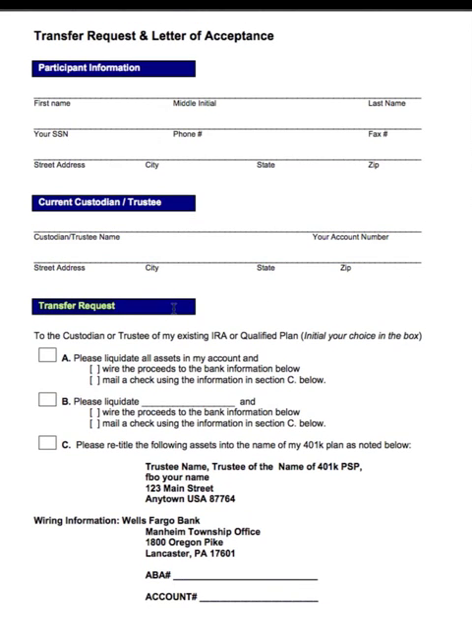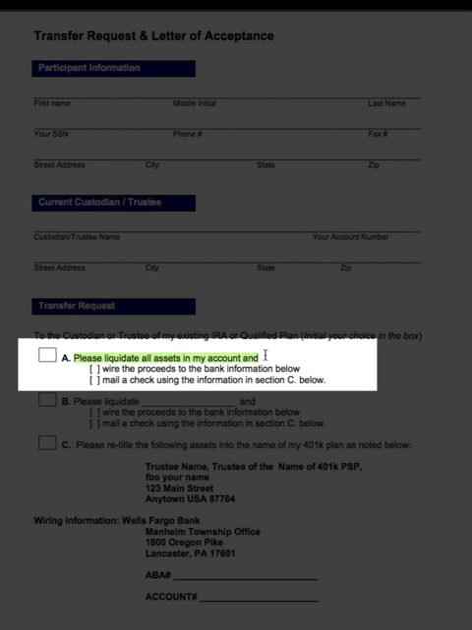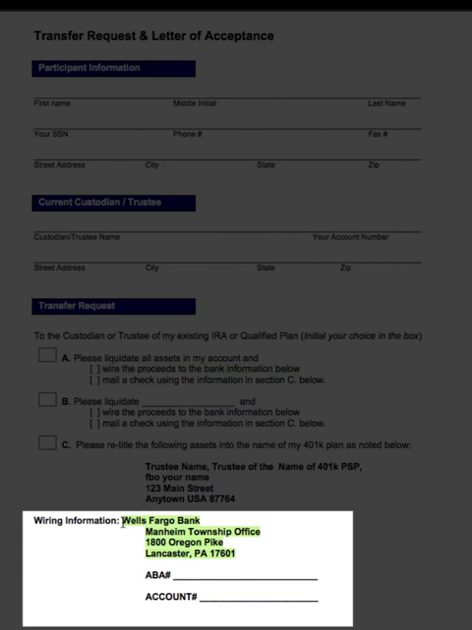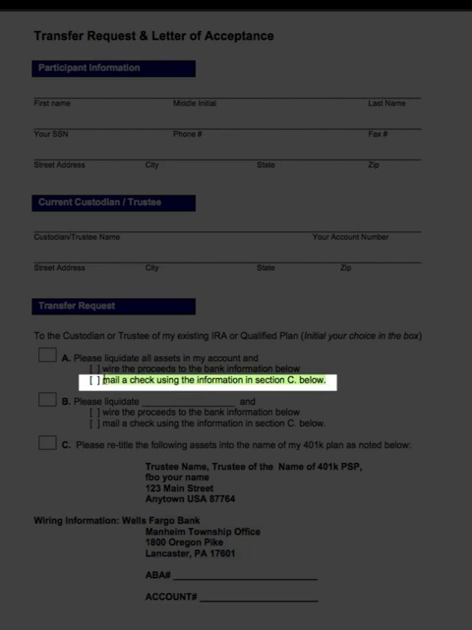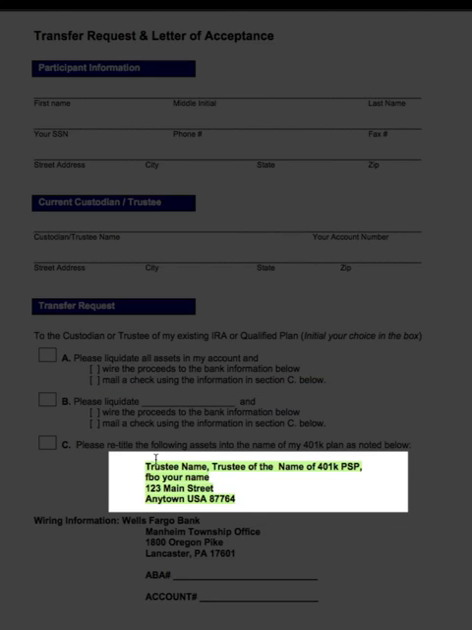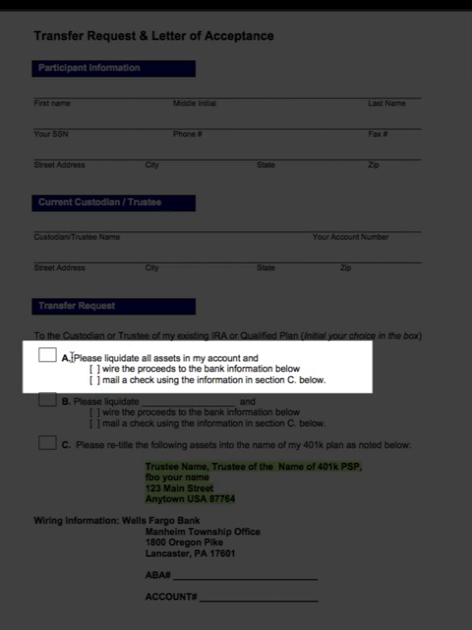Then we get down to, what are you asking them to transfer? What are you going to ask for them to move directly to you? Well, if you want to have them liquidate all the assets in the account and then just send you the cash, go to Section A. And what you would do is say, please liquidate all assets in my account and either A, wire the proceeds to the bank information below, that's down here, or mail a check using the information in Section C below. That would be over here. So that's if you want them to liquidate everything and just move cash into the account.